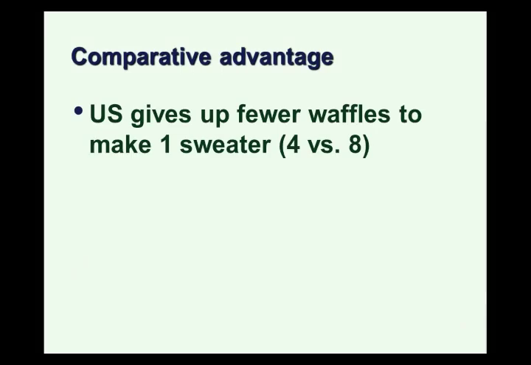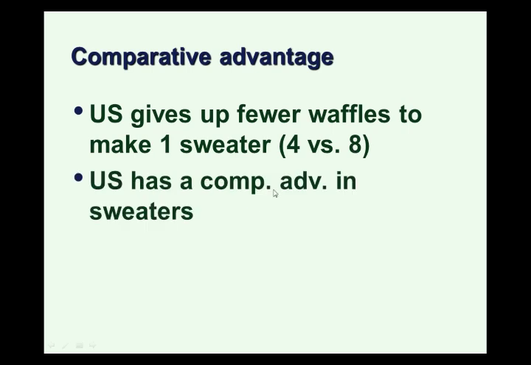In terms of comparative advantage, the United States gives up fewer waffles to make 1 sweater. Remember, comparative advantage is about opportunity cost. The opportunity cost of 1 sweater is 4 waffles in the United States. It's twice as much, 8 waffles, in Belgium. So in other words, the United States has a comparative advantage in sweaters. In terms of the amount of waffles you have to give up, the U.S. produces a sweater more cheaply than Belgium.